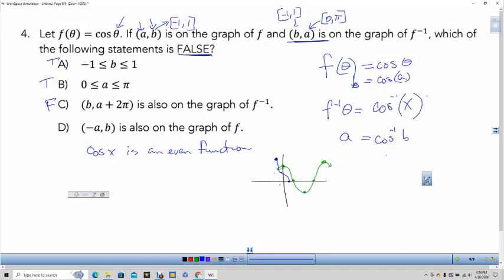So remember, we've got B is equal to cosine A right there. So what happens on an even function if I put a negative value in there? Well, with an even function, I get back the exact same value I would have gotten if I plugged in a positive value. So if B equals cosine A and cosine is an even function, then cosine of negative A is also going to give me B. So that's going to be true as well. So this is the one that's false. Definitely, definitely, definitely.